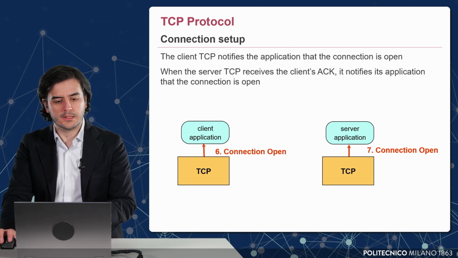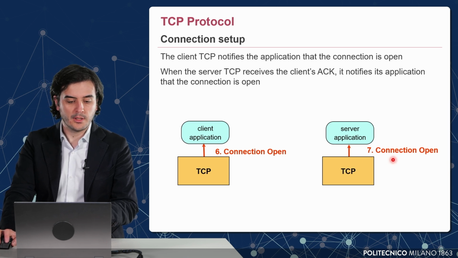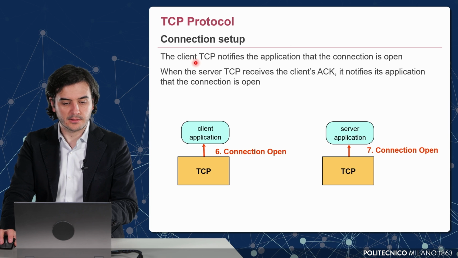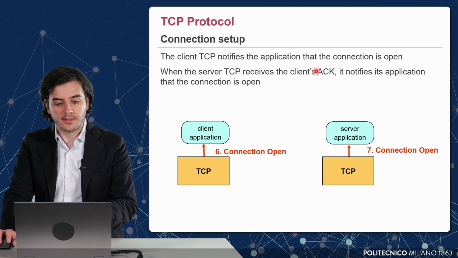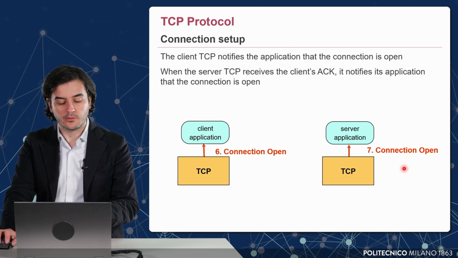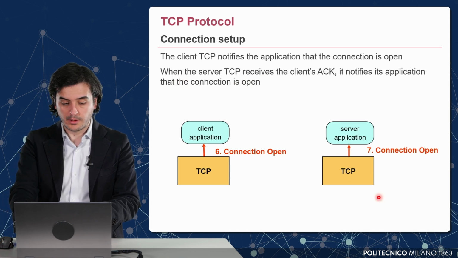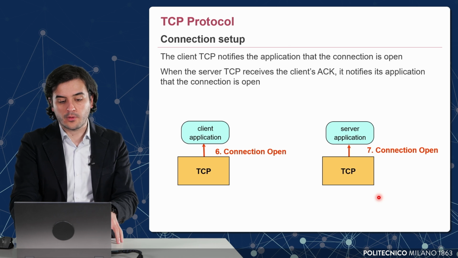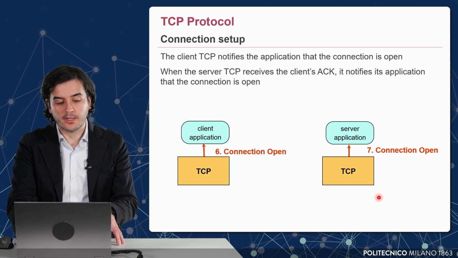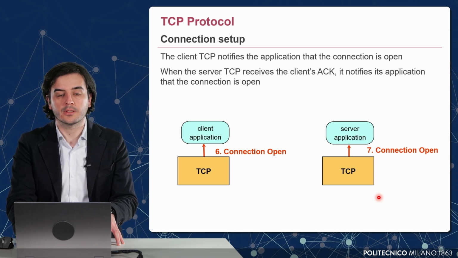Then once this has been completed, the 6th and the 7th steps are the ones in which the client TCP will notify the application that the connection is open. And on the other side, in the server, the TCP receives an ACK, and it notifies the application that the connection is open. So all of these steps were necessary for notifying the client application and the server application that the TCP connection has been established.